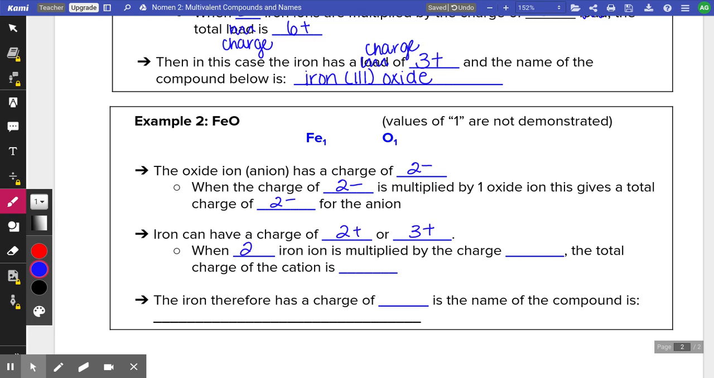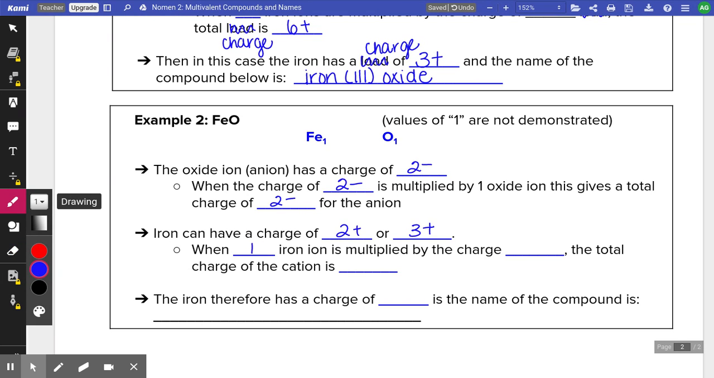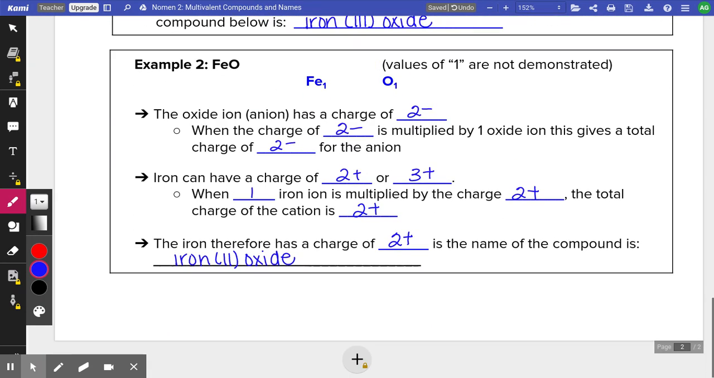And so when 1 iron ion is multiplied by the charge of 2 plus, that will give us a total cation charge of 2 plus. And 2 minus with 2 plus gives us a net charge of 0. So we know that the particular type of iron ion present in this compound is of the 2 plus variety. And the name of the compound is going to be iron 2 oxide. Okay, that's it. So that's naming multivalent compounds.